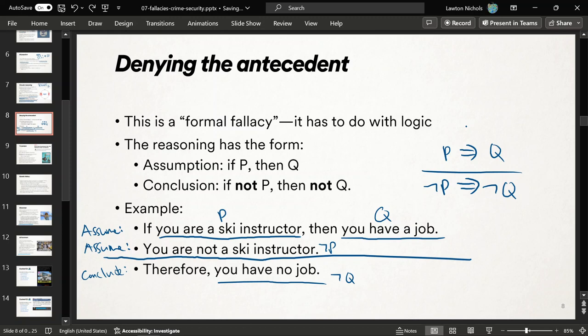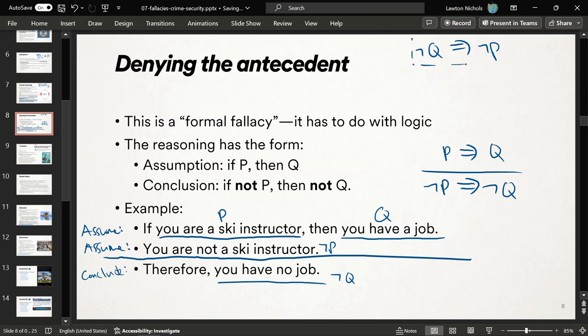And so this doesn't really happen too much in real life because it's so obviously wrong. But when you're pushing symbols around, doing logical stuff in a mathematical form, this does come up sometimes. It is correct to do the opposite, though. If you assume this, it is correct to conclude that not Q implies not P. And try using the ski instructor example. I think you'll see it.